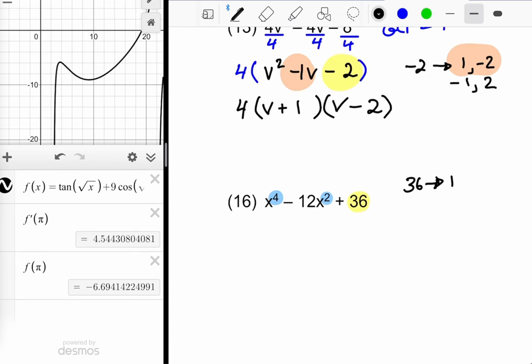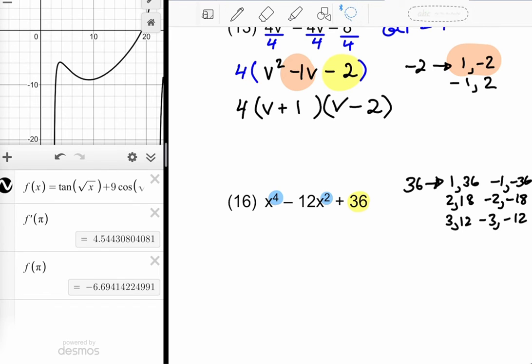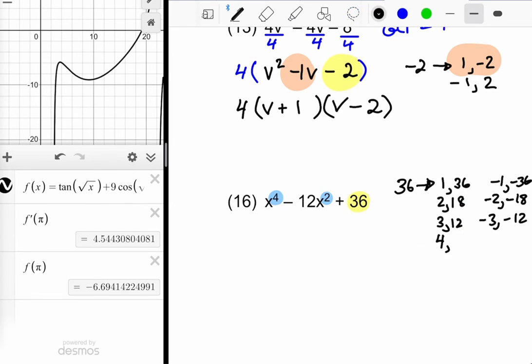You could get 1 times 36 or negative 1 times negative 36. 2 by 18, negative 2 by negative 18. 3 by 12, negative 3 by negative 12. 36 is a fairly lengthy set of possible factors. All right, 4 by 9, negative 4 by negative 9. 5 doesn't work. 6 by 6, negative 6 by negative 6. 7 doesn't work. 8 doesn't work. 9 does work, but we already have the 9s and everything beyond that.